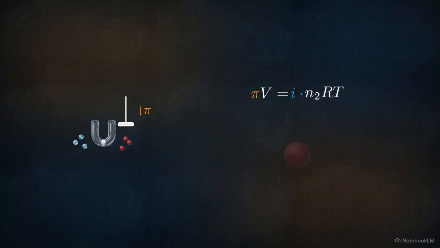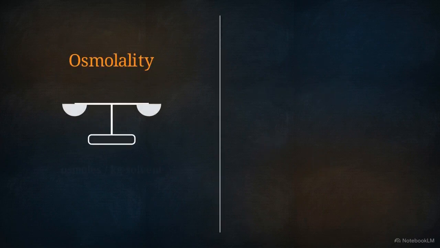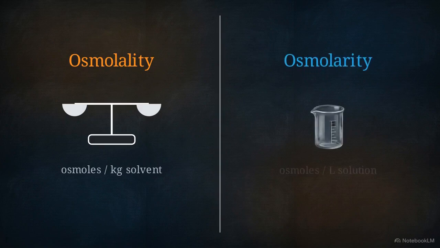If the solute is an electrolyte, it breaks into multiple particles, directly multiplying the overall osmotic pressure. To quantify these active particles, we measure either osmolality, which counts osmoles per kilogram of solvent, or osmolarity, which counts osmoles per liter of solution.